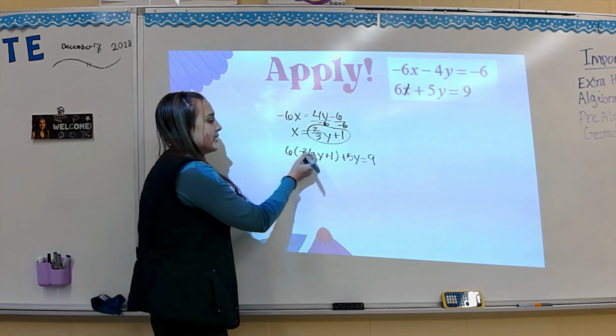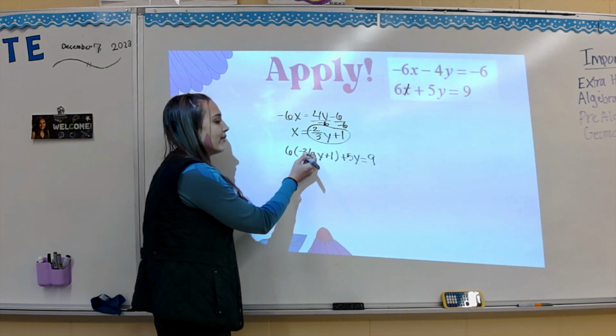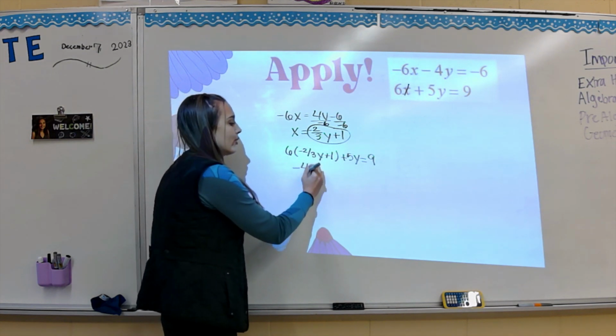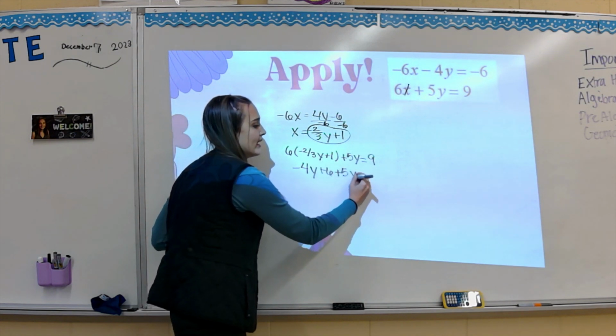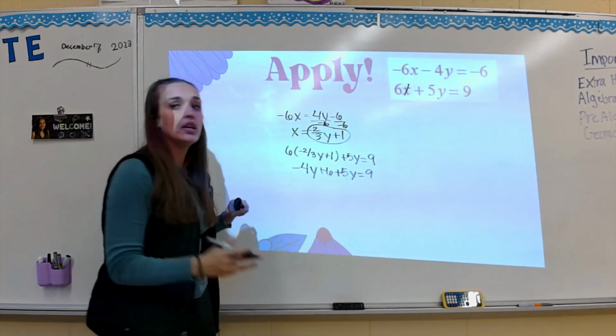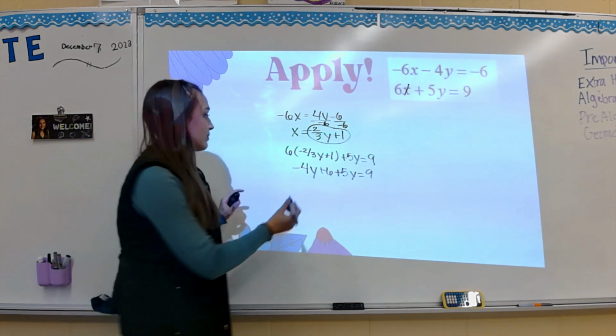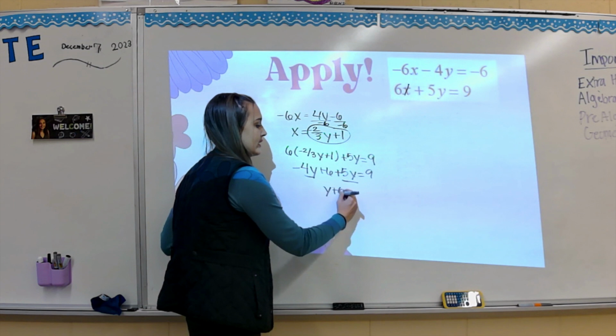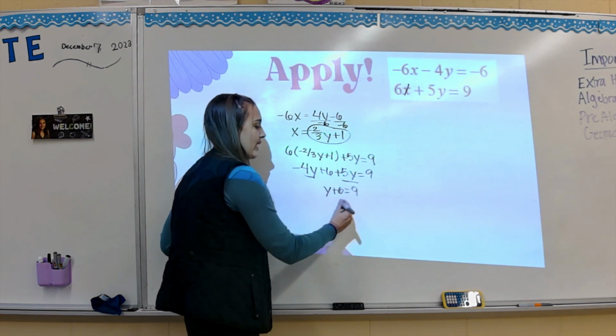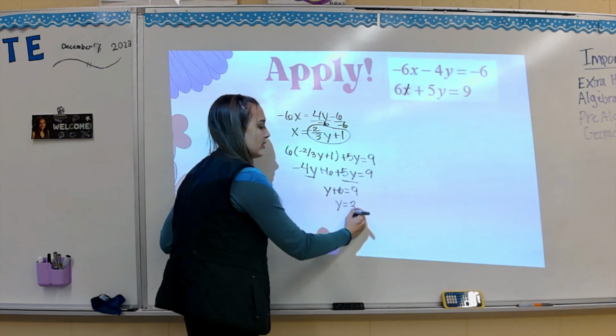So I like to do 6 times negative 2 is negative 12, divided by 3 is negative 4y, plus 6, plus 5y equals 9. Then I need to combine my like terms. So negative 4y and 5y give me y, plus 6 equals 9. Subtract the 6, I get y equals 3.